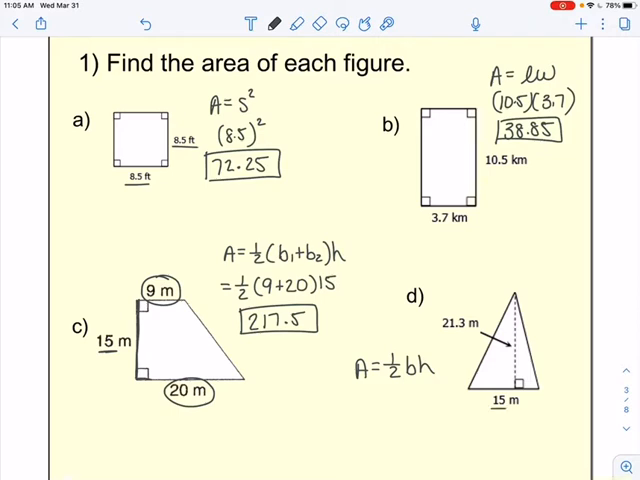D, that's our triangle, and the area of a triangle is 1/2 the base times the height. Our base here is 15, and height is always perpendicular, so since that arrow is pointing to that line that is perpendicular, our height is going to be 21.3 here. So we're going to do 1/2 of 15 times 21.3. You can chuck that all into the calculator at one time. When you do that, this one should come out to 159.75.